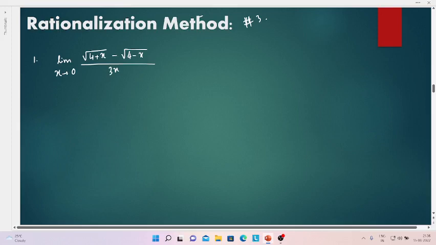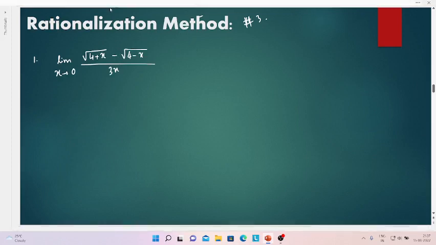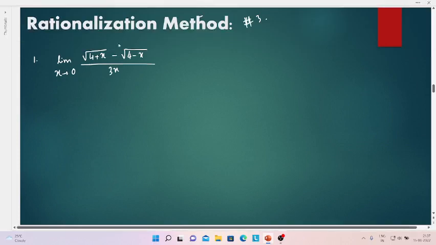So what is the rationalization method actually? The rationalization method is where you rationalize the part which is creating some problem. We can learn about the method from this particular example: limit x tending to 0, the numerator is root under 4 plus x minus root under 4 minus x, and the denominator is 3x.